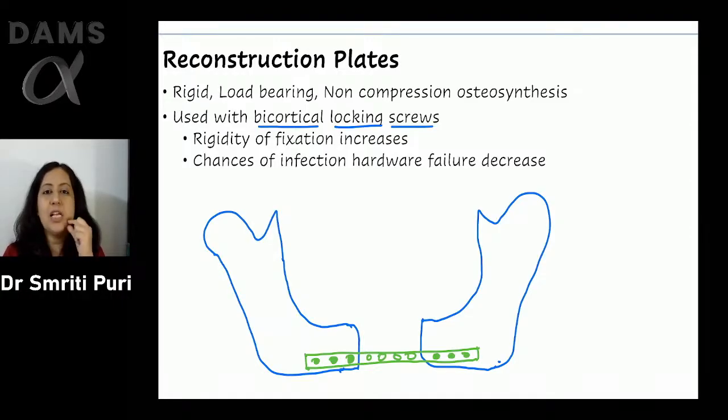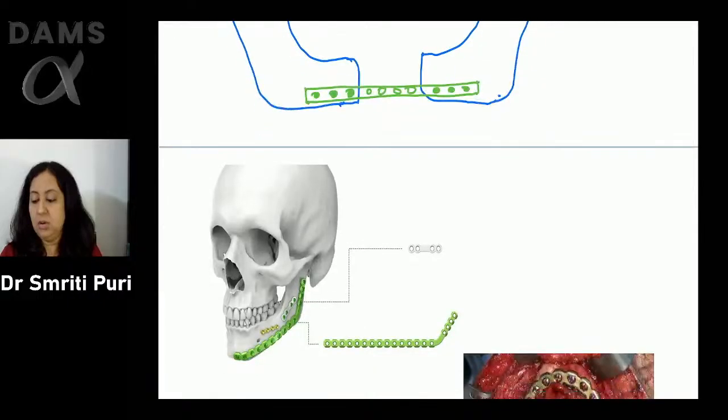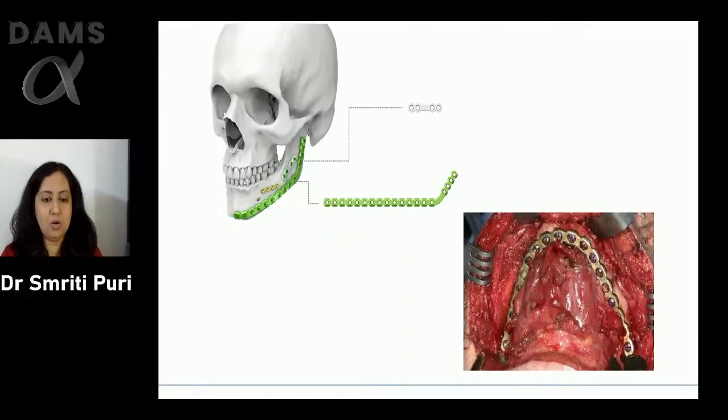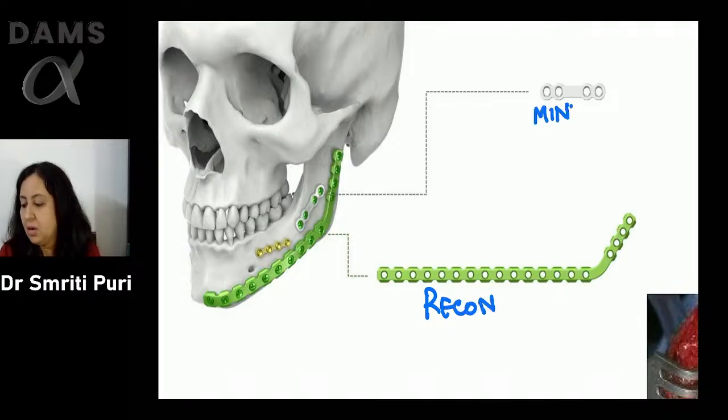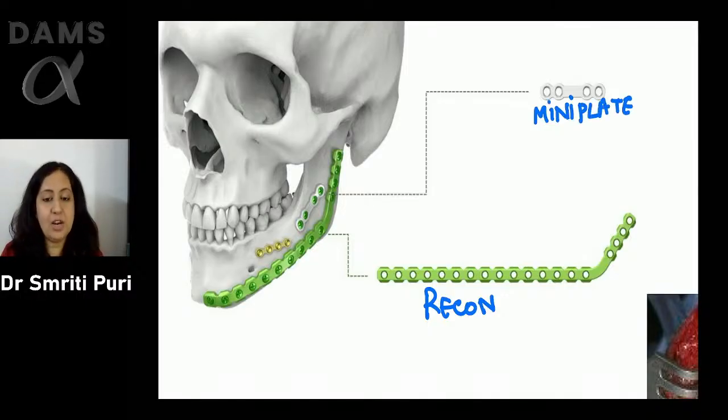So reconstruction plates are preferably placed in the lower zone. So these are 2-3 points that you have to remember with reconstruction plates. Now this is how a reconstruction plate looks. You also have angled plates, you have straight plates. So I'm going to zoom out. This one is a recon plate. Let me change the pen color. This one is a recon plate, and this one is a mini plate. By looking at it, you can make out that reconstruction plate is very, very robust.